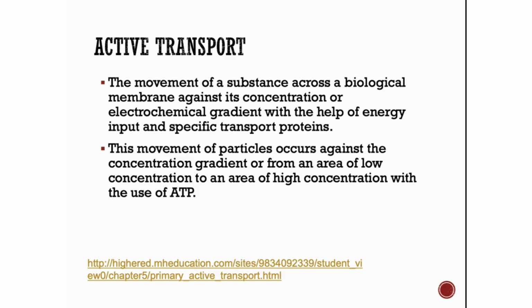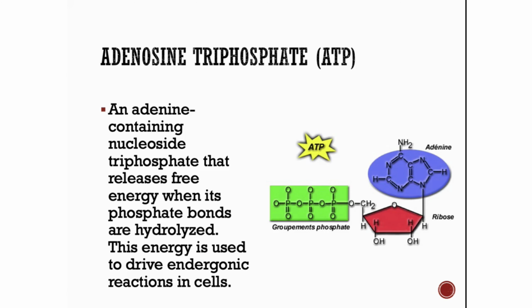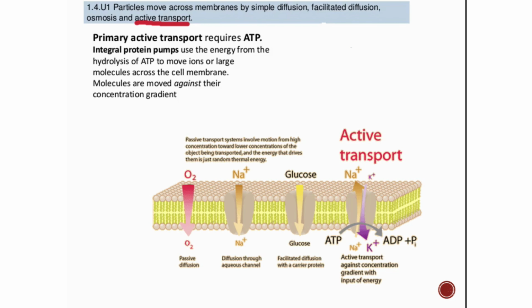Active transport is the movement of a substance across a biological membrane against its concentration or electrochemical gradient with the help of energy input and specific transport proteins. This movement of particles occurs against the concentration gradient, from an area of lower concentration to an area of higher concentration, with the use of ATP. Adenosine triphosphate is an adenine-containing nucleoside triphosphate that releases free energy when its phosphate bonds are hydrolyzed. This energy is used to drive endergonic reactions in the cell.